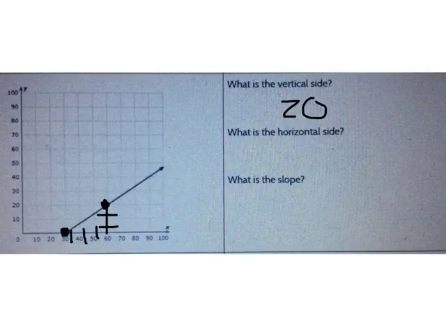What is the vertical side? What is the horizontal side? And what is the slope of this line? First, find 2 perfect points. I can see a perfect point at 30, 0, and at 60, 20. What is the length of the vertical side of the triangle? Well, 2 times 10 is 20. What is the length of the horizontal side? 1, 2, 3 times 10 is 30.